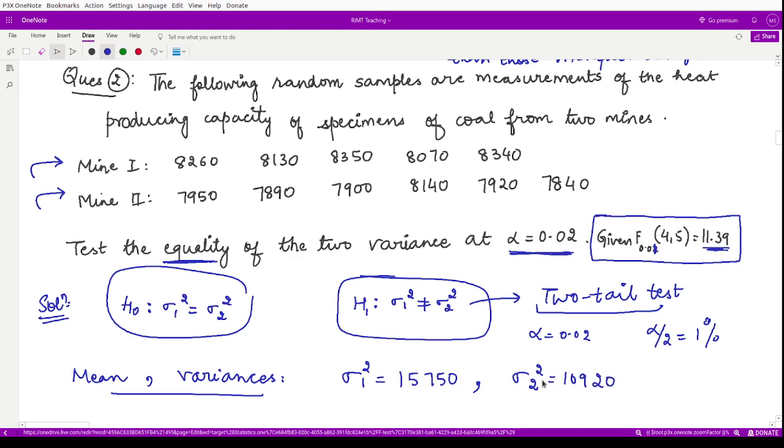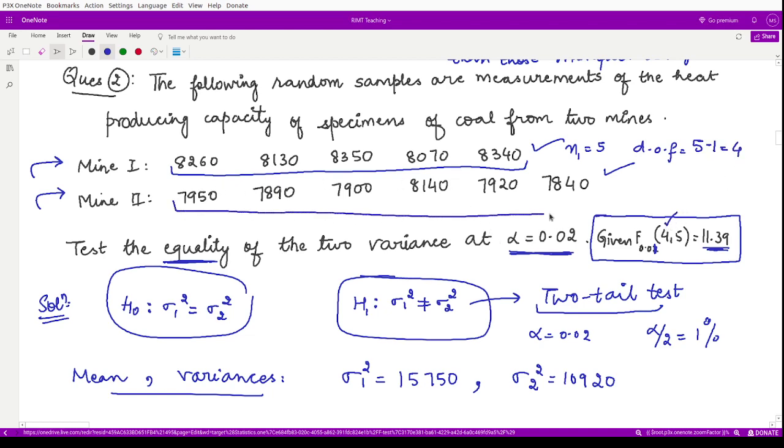Now using these two variances according to the given data, in the first case how many data points are given to us? 5. So that means n1 here is 5, and the degree of freedom would be n1 minus 1, which is 4. And in the second case, because we have 6 data points, n2 is equal to 6. So the degree of freedom here is 6 minus 1, which is 5, right? So this is 5 degrees of freedom here.